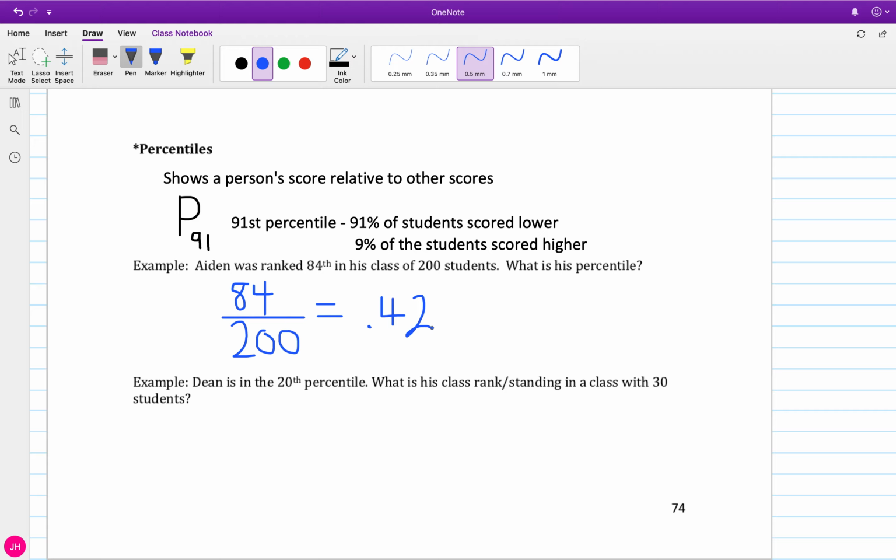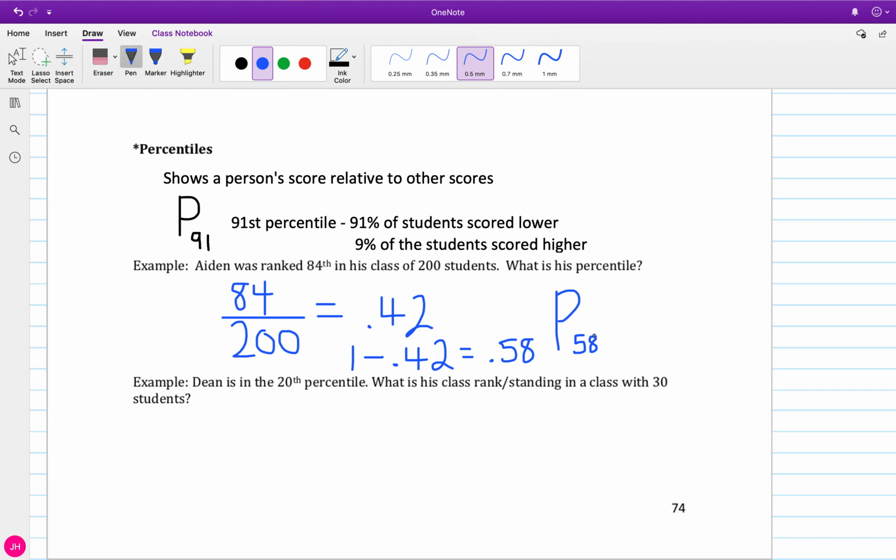Now I'm not quite done because my ranking tells me how many people are above me. The valedictorian, the salutatorian, so 1, 2, 3, 4, all the way to 83. They're all above me. Percentile tells below me. So I need to take this 42% or 0.42 and subtract it from 1, because remember, 1 is the whole thing. So 1 minus 42% is going to give me 58%, or the 58th percentile. So I'm going to write my answer as the 58th percentile. Remember that capital P means percentile.